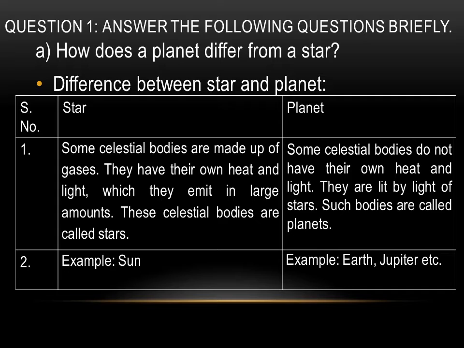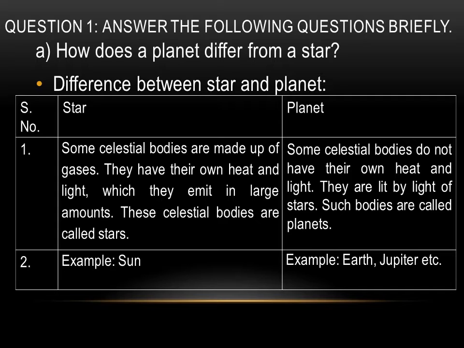Question 1. Answer the following questions briefly. First one. How does a planet differ from a star? We have to write the differences between a star and a planet. I've given the simple basic one. First one, star. Some celestial bodies are made up of gases. They have their own heat and light which they emit in large amounts. These celestial bodies are called stars.